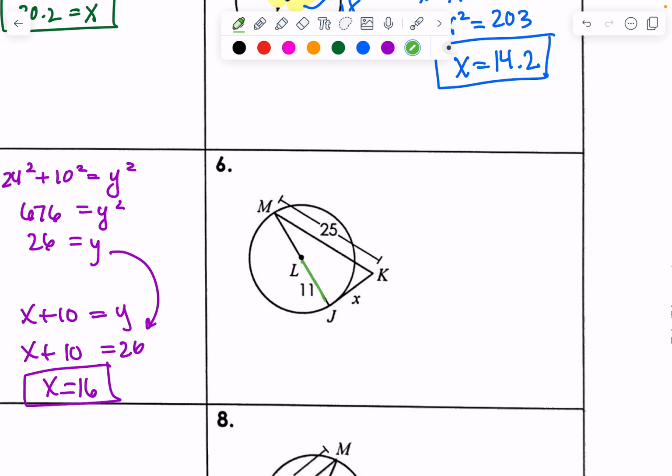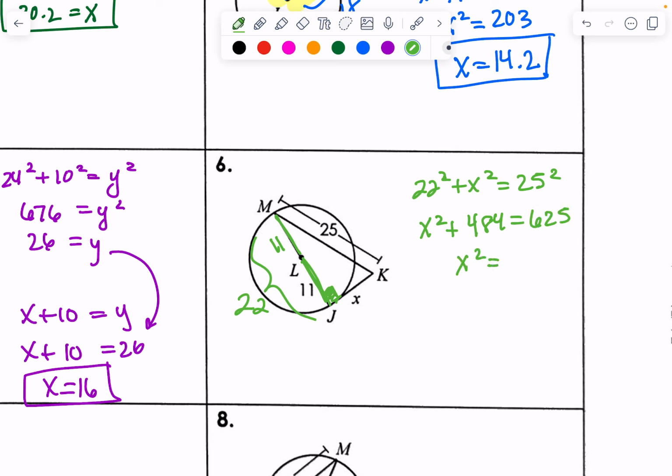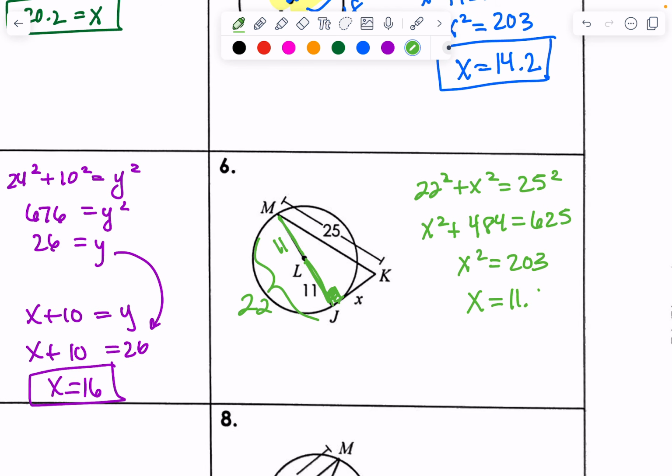If this is 11, this is part of my radius, then this other piece must also be 11. So this whole length is 22. So when we do this, 22 squared plus x squared equals 25 squared, because my right angle needs to be between the two legs. So x squared plus 484 equals 625. X squared is 141 when I subtract. And so then I take the square root. X is 11.9.